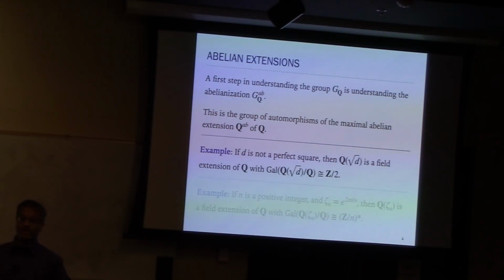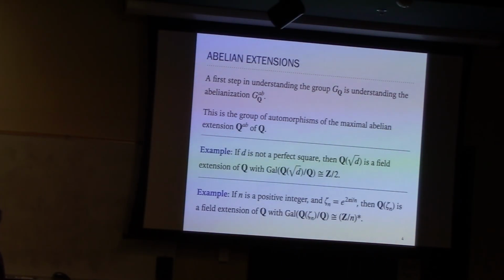So for example, you can take Q adjoin the square root of -1, right? That's a little degree 2 extension, and the Galois group there is just generated by complex conjugation, so it's an order 2 group, and Z mod 2 is abelian, so that's an example. And so the question is, what are all the examples?